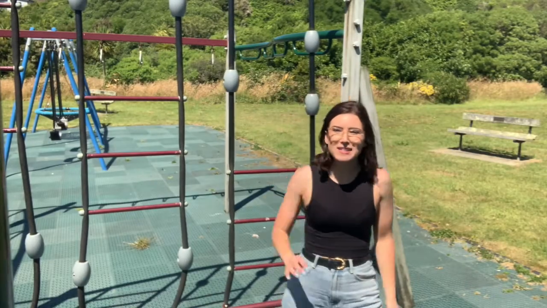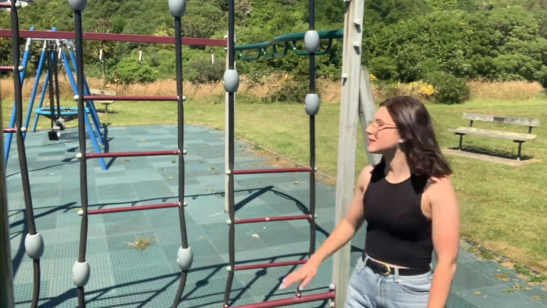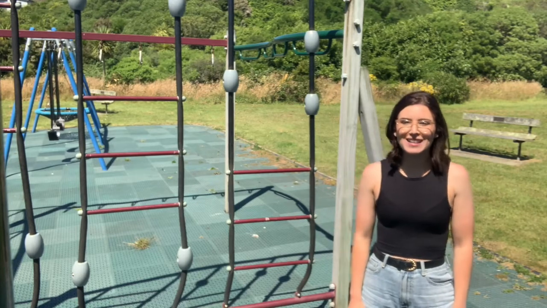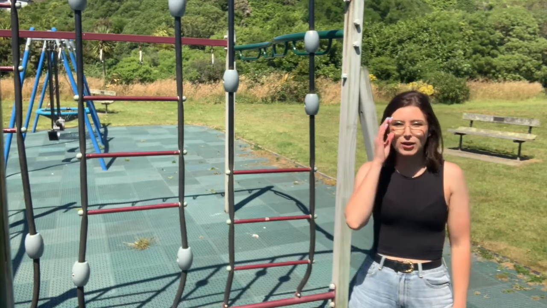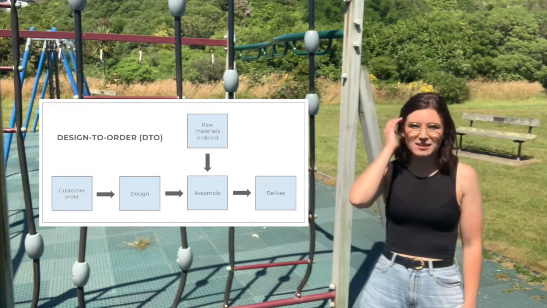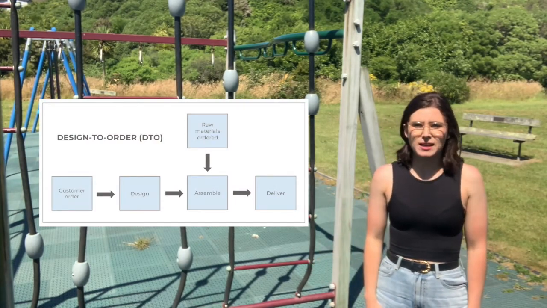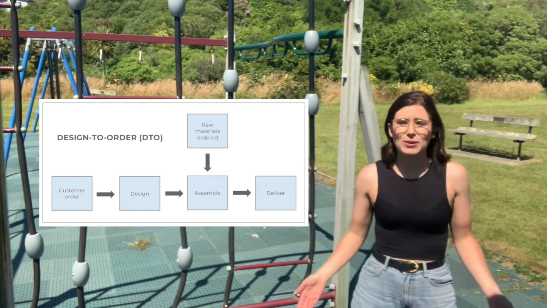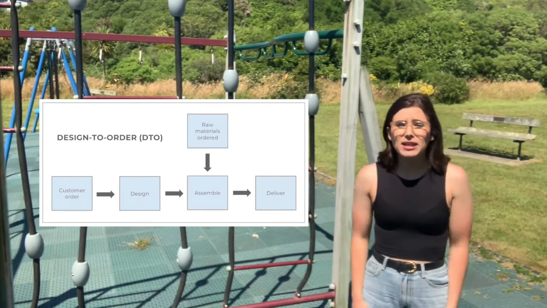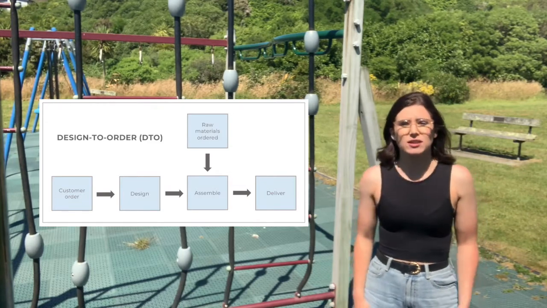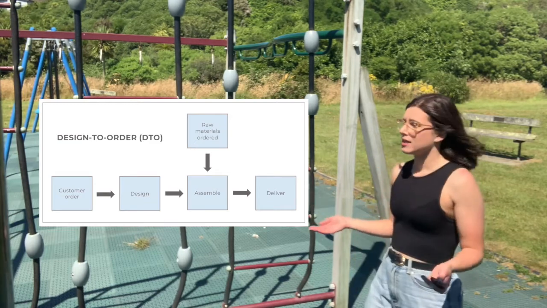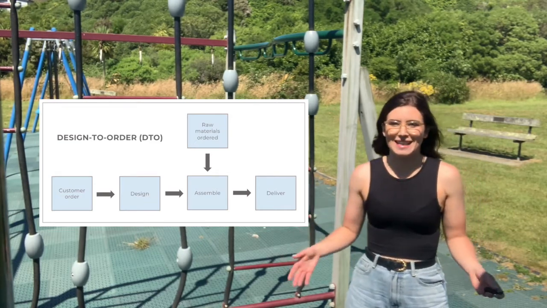So for the last stop of the day, we're here at my local playground enjoying some of the sunshine, with playgrounds and large construction projects being a great example of design to order production strategies. This is where the design and manufacturing of the product doesn't start until a customer order comes in. So say the council requests a new playground. It then works with the suppliers in order to design exactly what that looks like, then orders the raw materials, and then assembly and manufacturing starts, with the final playground being delivered here.